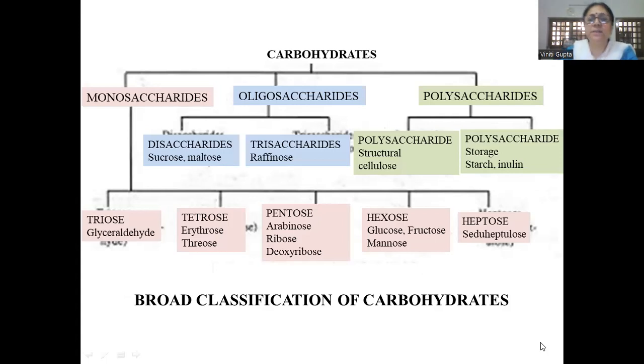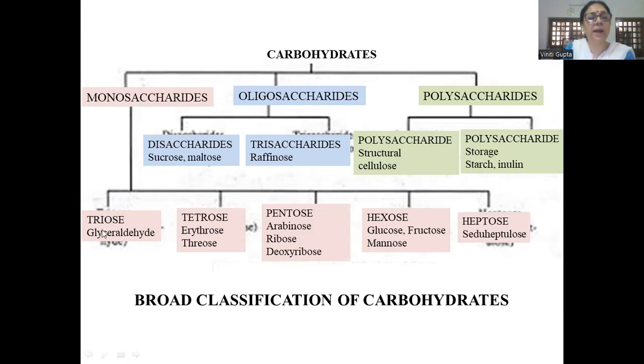Like I said, it is important to know the type of carbohydrate we are consuming. So carbohydrates are broadly classified as monosaccharides, oligosaccharides, and polysaccharides. Saccharides is the second name for carbohydrates. We also call them saccharides. Mono means one. When we are talking of one molecule of a carbohydrate, we call it a monosaccharide.